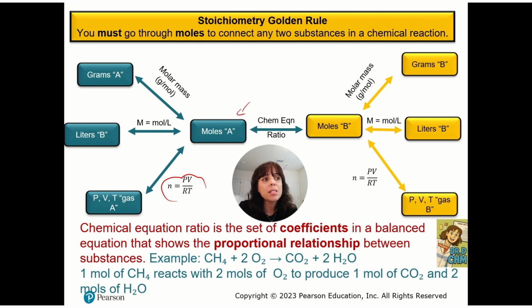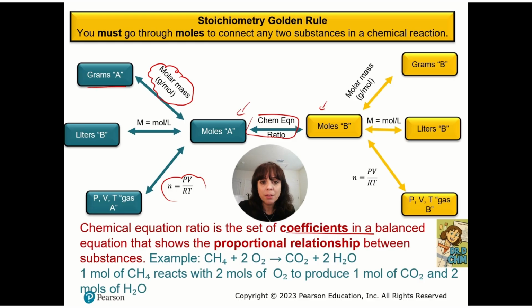This is why I brought this diagram over here. Imagine if I start with grams, I will convert to moles first through the molar mass of the compound. And with the chemical equation ratio, I can find the moles of another reactant or a product. What is the chemical equation ratio? It is a set of the coefficients in the balanced equation that shows the proportional relationship between the substances, exactly what you saw with me.